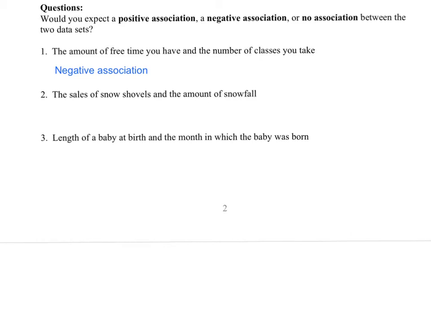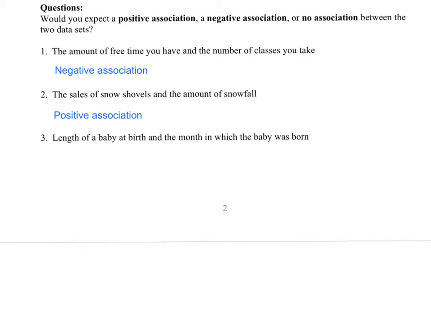Let's look at number 2, the sales of snow shovels and the amount of snowfall. This would be considered a positive association, because the more snowfall you have, the higher the sales of snow shovels. You need shovels when it snows more.